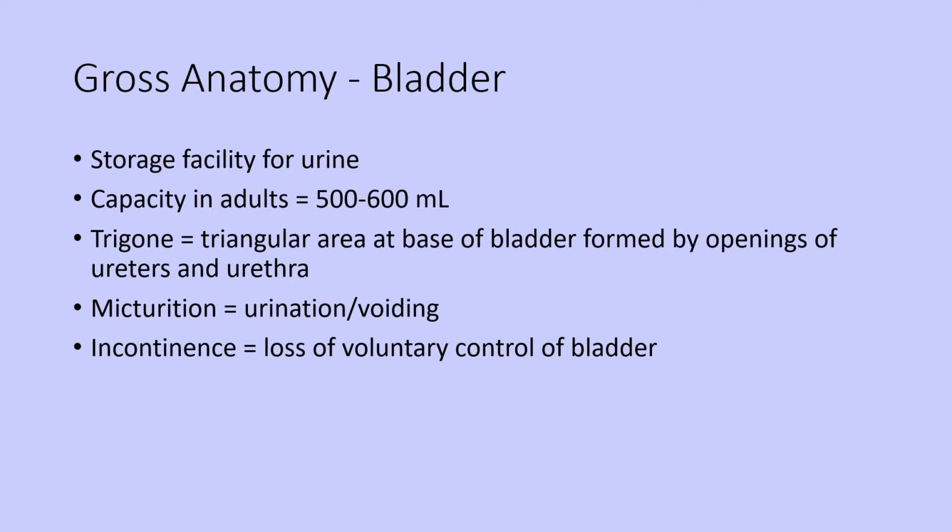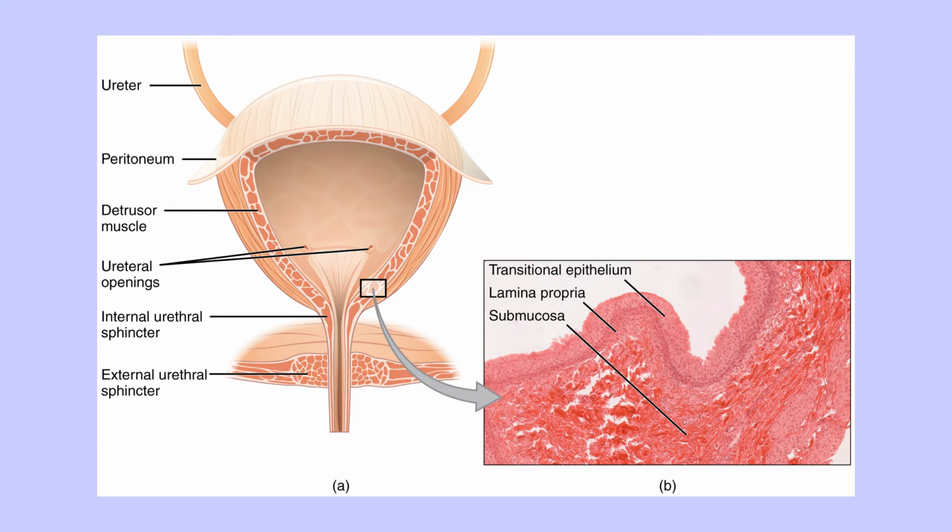You look at the bladder, like I said, that's where you're going to be storing the urine. How much can it store for an adult? On average, 500 to 600 milliliters. The trigone area is a triangular area that's at the base of the bladder. It's formed by the openings of the urethra and then the 2 ureters coming from the kidneys. The voiding of it is usually voluntary. The loss of the voluntary control is when somebody then suffers from incontinence.